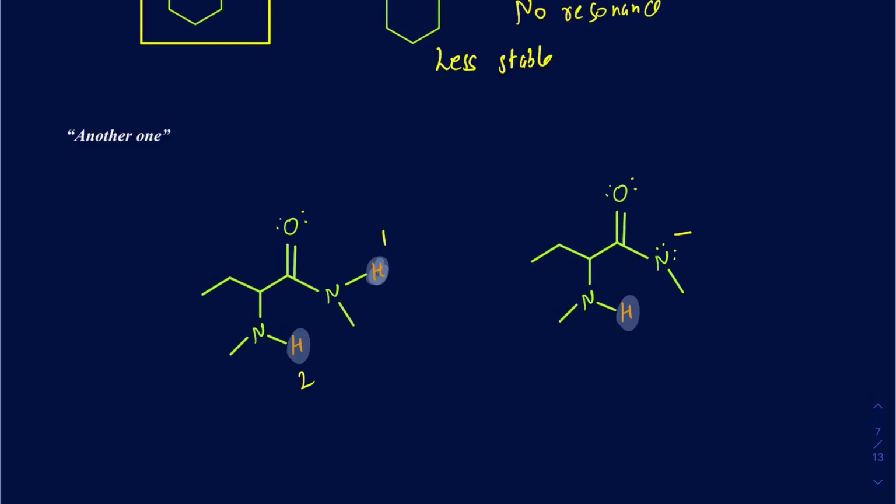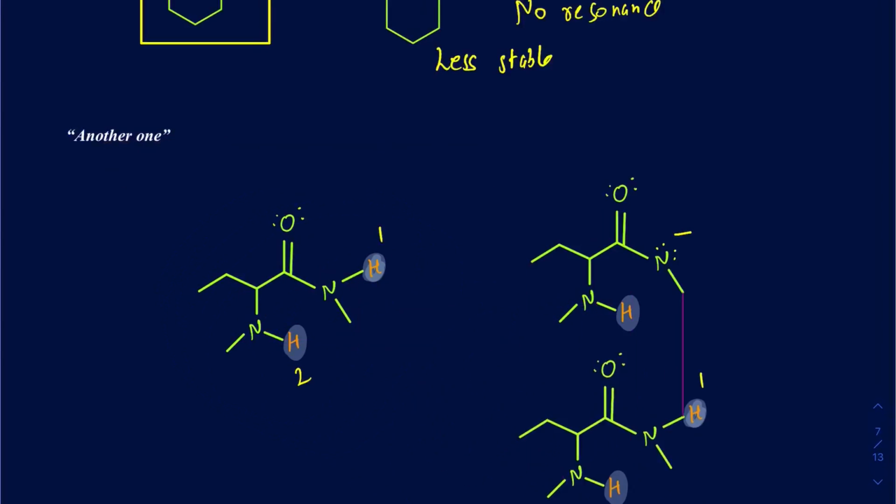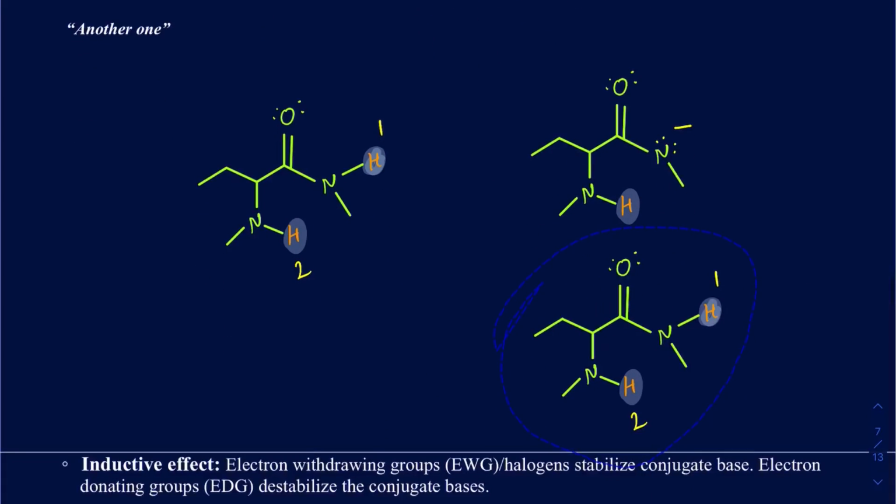But what if you lose the proton 2? So when you're losing the proton 2, let's see how that's going to look. So I'll just draw that down here. Okay, after losing the second proton on the other nitrogen there, you get a negative charge on that particular nitrogen. So I'll call this conjugate base 1 prime, and I'll call this conjugate base 2 prime. And in both of those conjugate bases, we have nitrogen with the negative charge. So atom effect is out of the question.